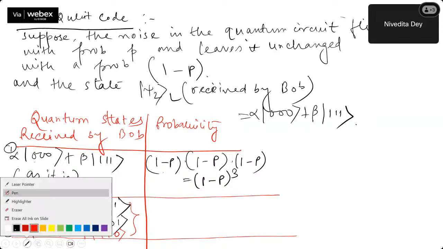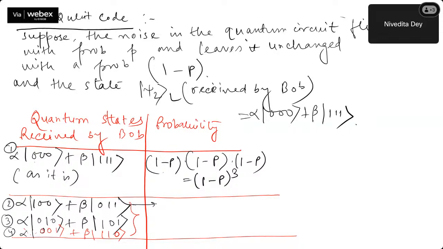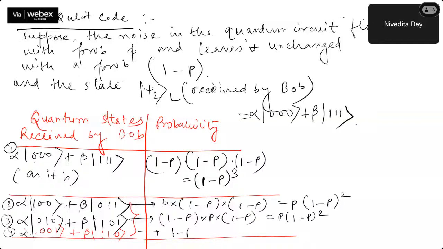So if I have to write it down, for this case it will be p into, that is in the first position there is an error, into 1 minus p, into 1 minus p, that is p into (1 minus p) square. Or say this one is (1 minus p) into (1 minus p) into p, which is p into (1 minus p) square. And this one is (1 minus p) into (1 minus p) into p, that is p into (1 minus p) square. All these things together will make it what? 3p into (1 minus p) square.